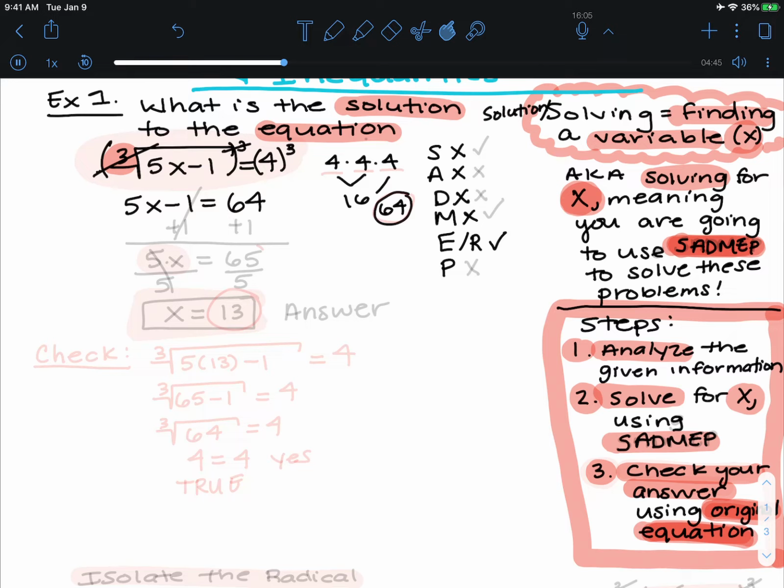Okay, so now that I have that, do I have parentheses? No, I do not. Okay, so now I'm going to go ahead and continue and start at the very top again. So now, do I have subtraction?